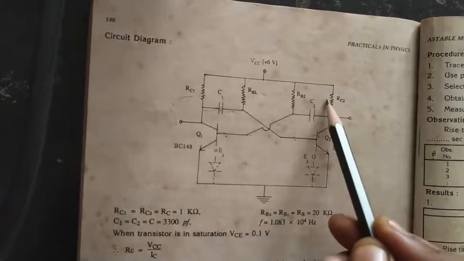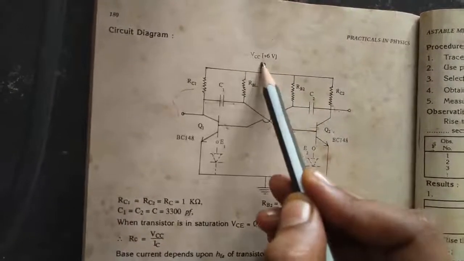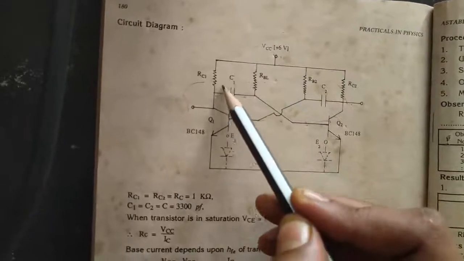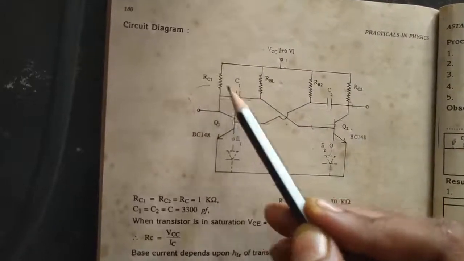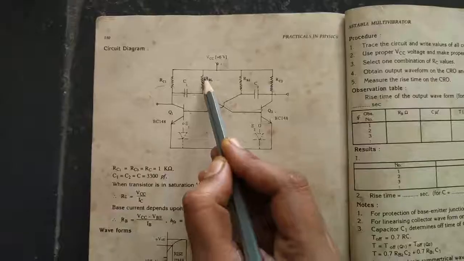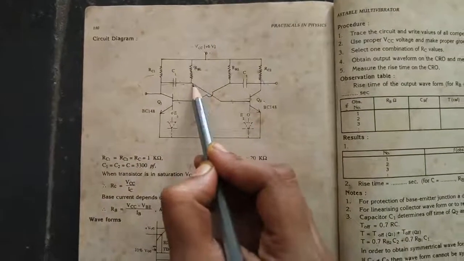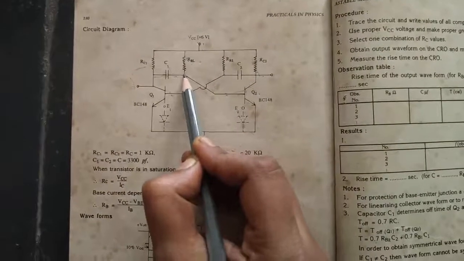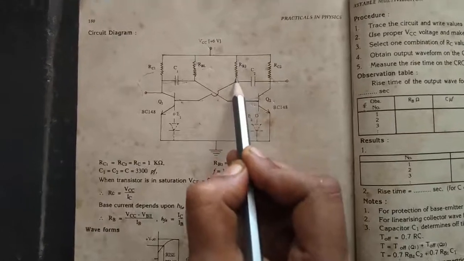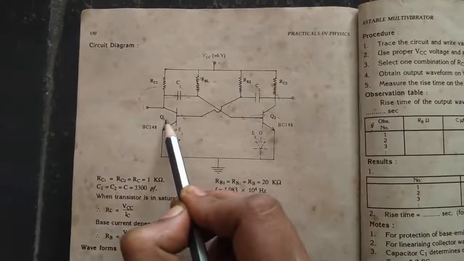Now you can clearly see that this is VCC, the supply which we are providing. We are given the resistors and capacitors in a particular combination. This is RB, the resistor across the base, connected to Q2. And this is RB again, but that is connected to Q1.